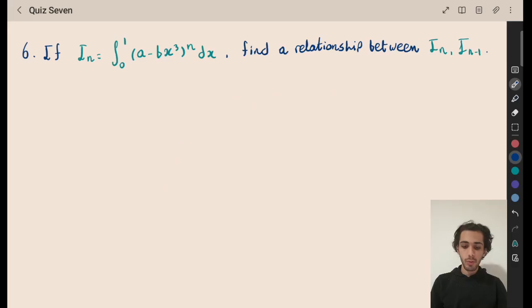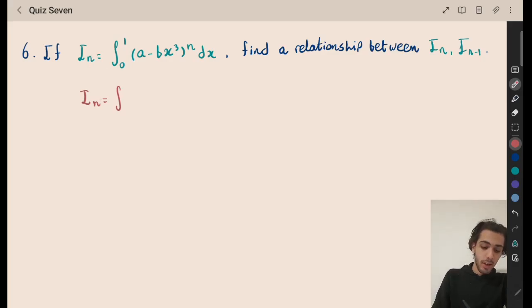Find the relationship between the two integrals. Well, this is going to be very interesting. Not so much for me, because I think this is the third time I'm shooting this tutorial. So the relation between I_n and I_{n-1} is something we need to establish. This is I_n, and that is I_{n-1}.